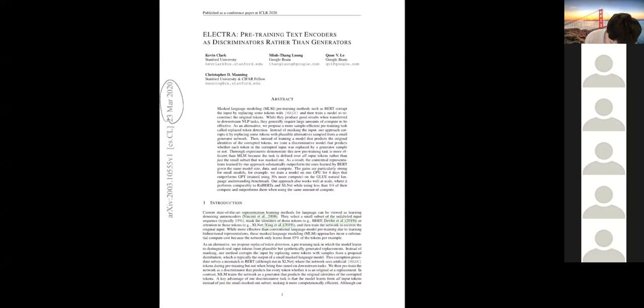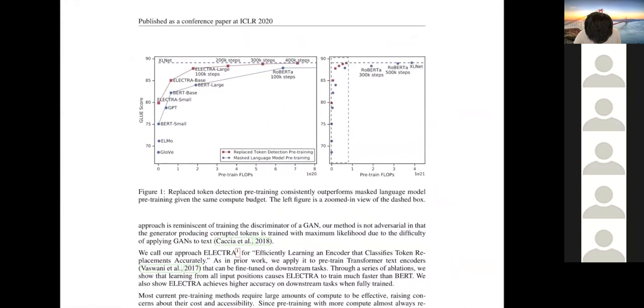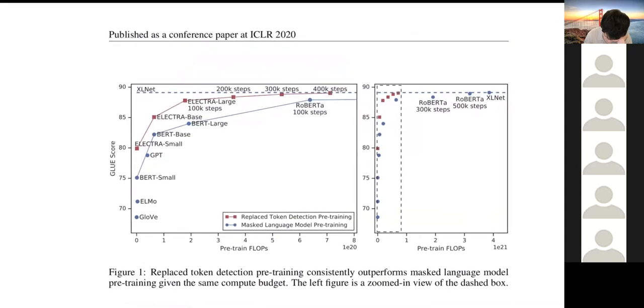It's March 2020, because they actually put this on the archive after the ICLR final draft submission. So they actually put this paper on ICLR in October. And here's what they're trying to say, basically. They're saying that what they have been doing up to now is that this is the FLOPs, and this is the sum accuracy score on the benchmark GLUE.